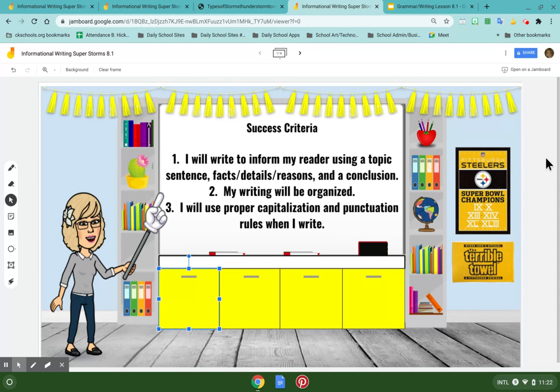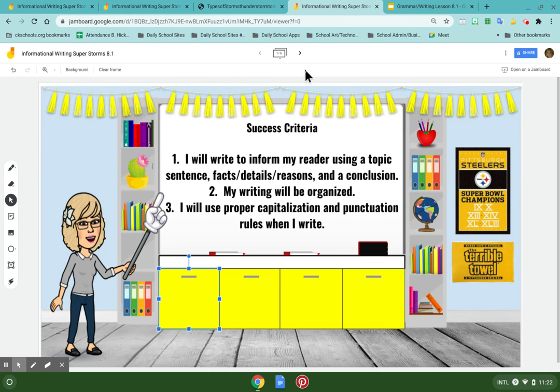Your writing will be organized, which means that you will use words like first, next, and finally so that I can tell that you're changing the order of things that you are writing down. You will use proper capitalization and punctuation rules when you write.